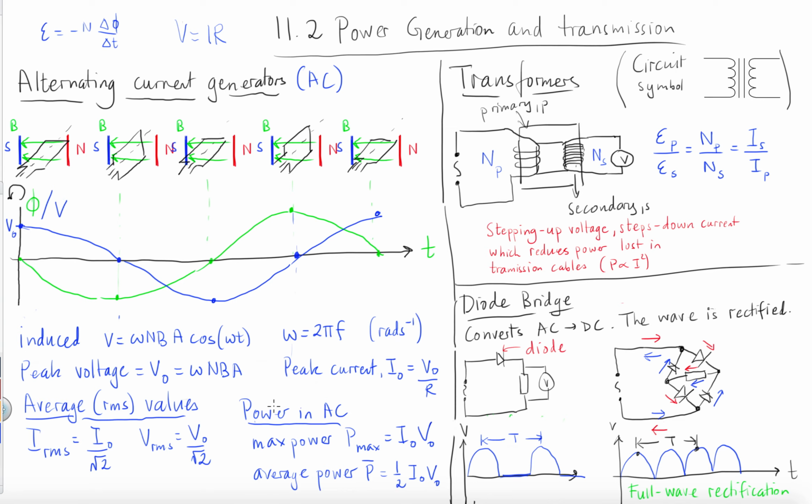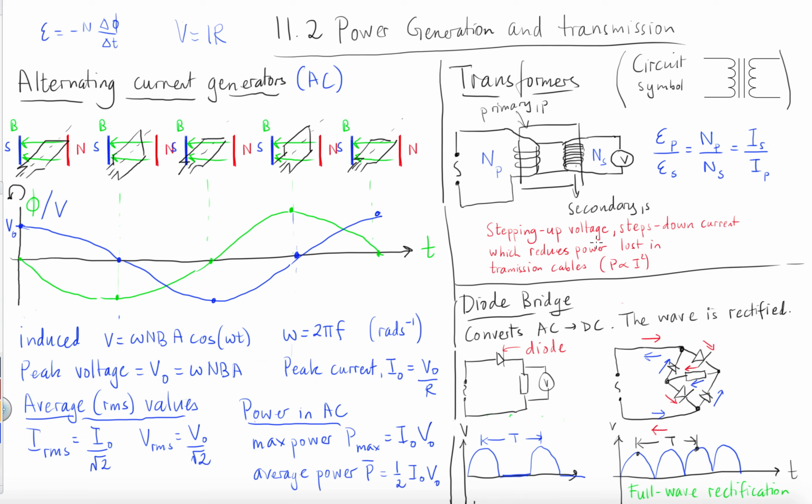Now in these systems we have electrical power generated, because we have mechanical energy being converted to electrical energy. The maximum power is the peak current times the peak voltage, and the average power, P bar, where values with a bar on top of them signify averages, is a half times the peak current times the peak voltage.